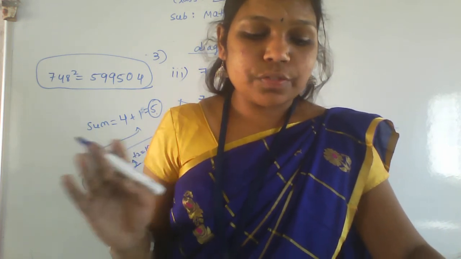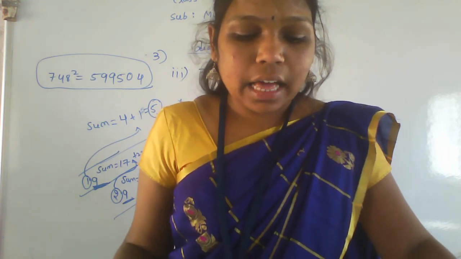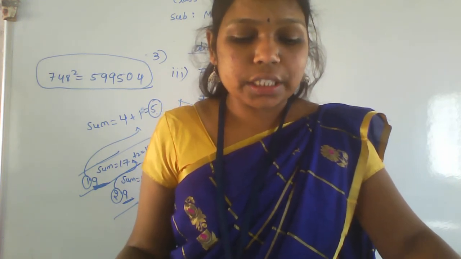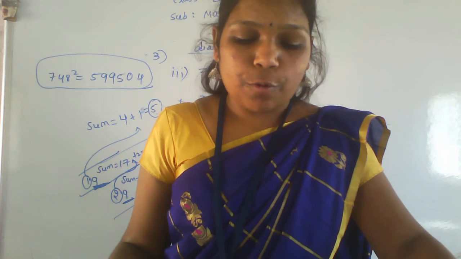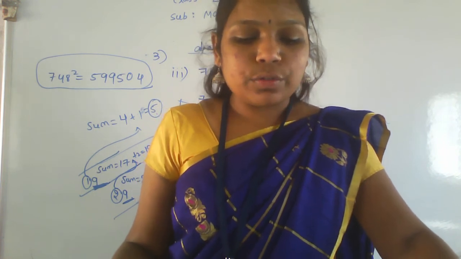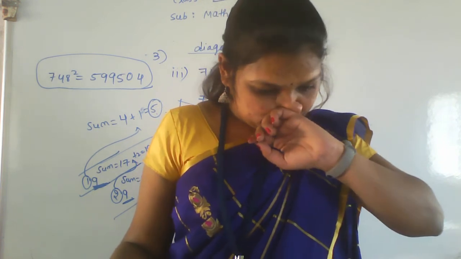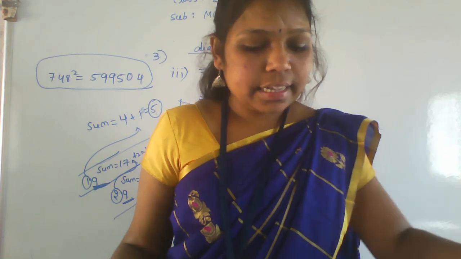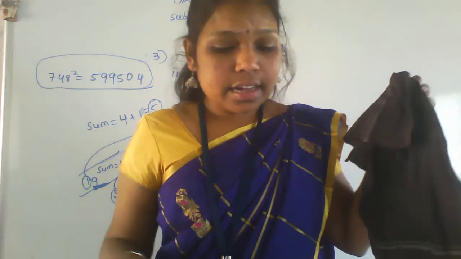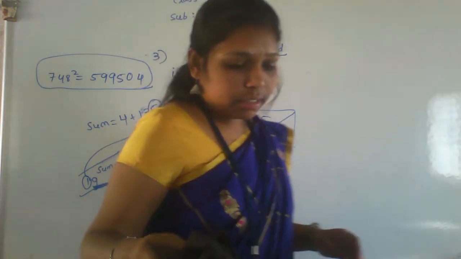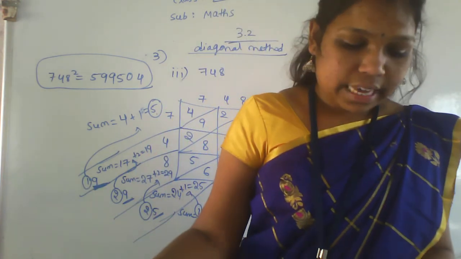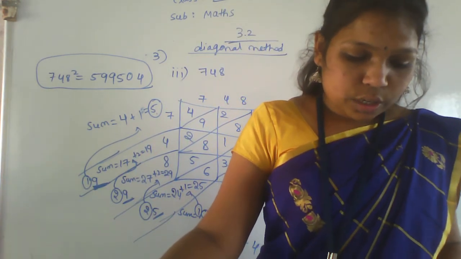Okay, next, fifth one: find the Pythagorean triplet for which one member is 4. You have to find a Pythagorean triplet if one number is given, then what are the other 2 numbers?